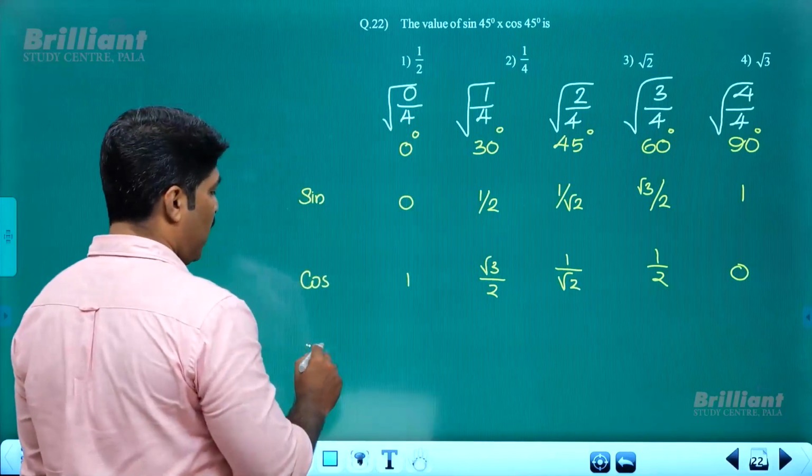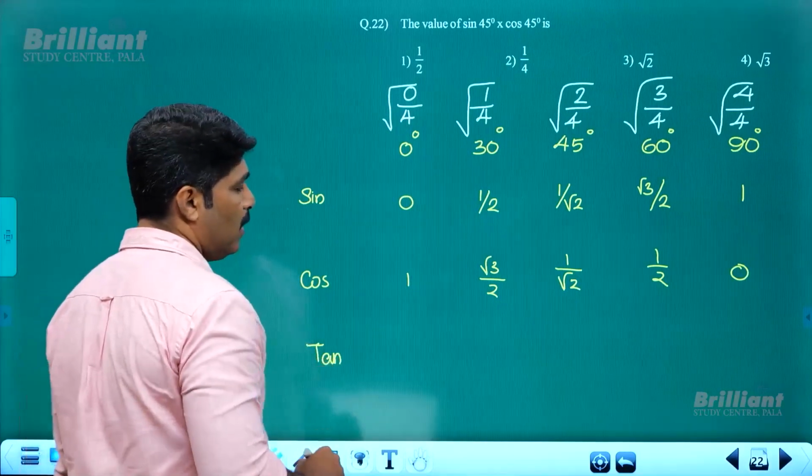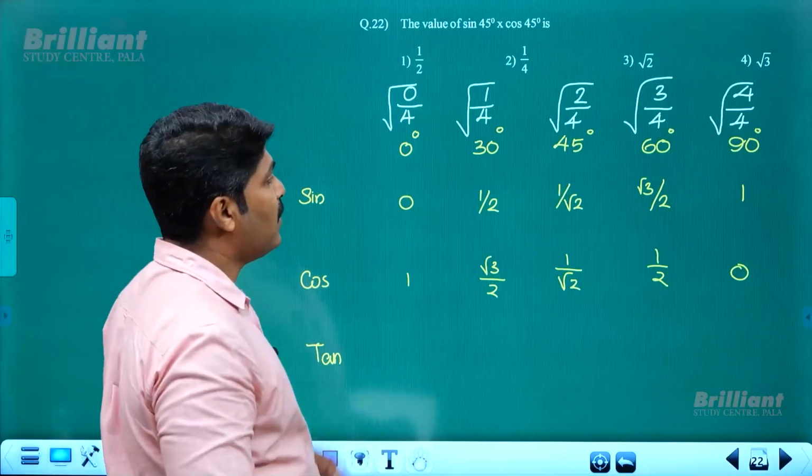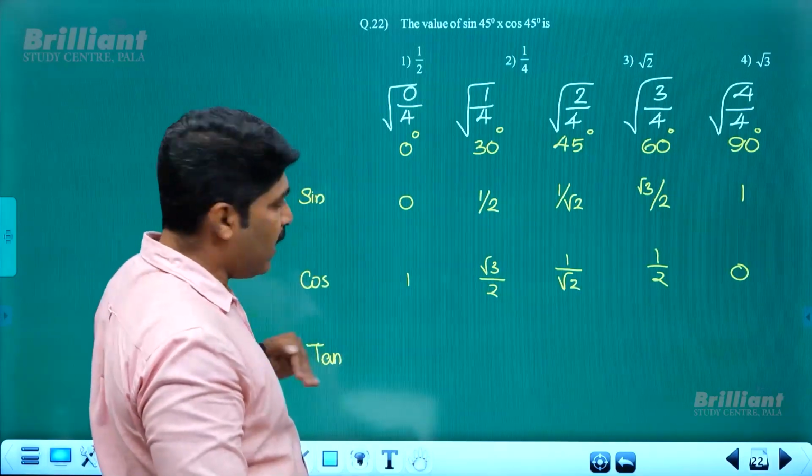And finally, we have to consider the tan ratio values. We know that tan is nothing but sine by cos.